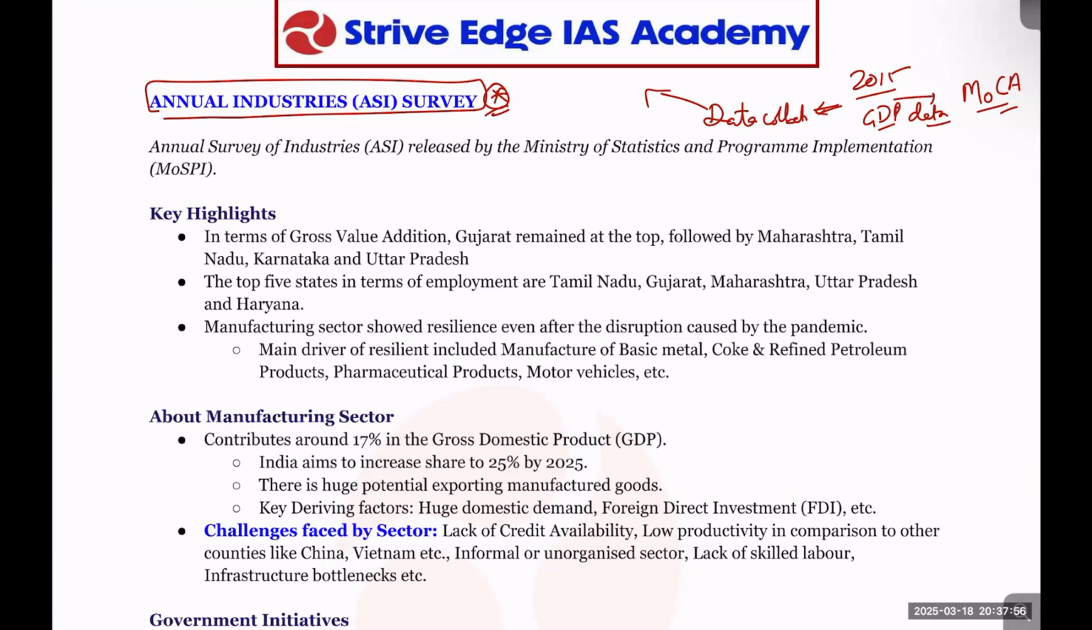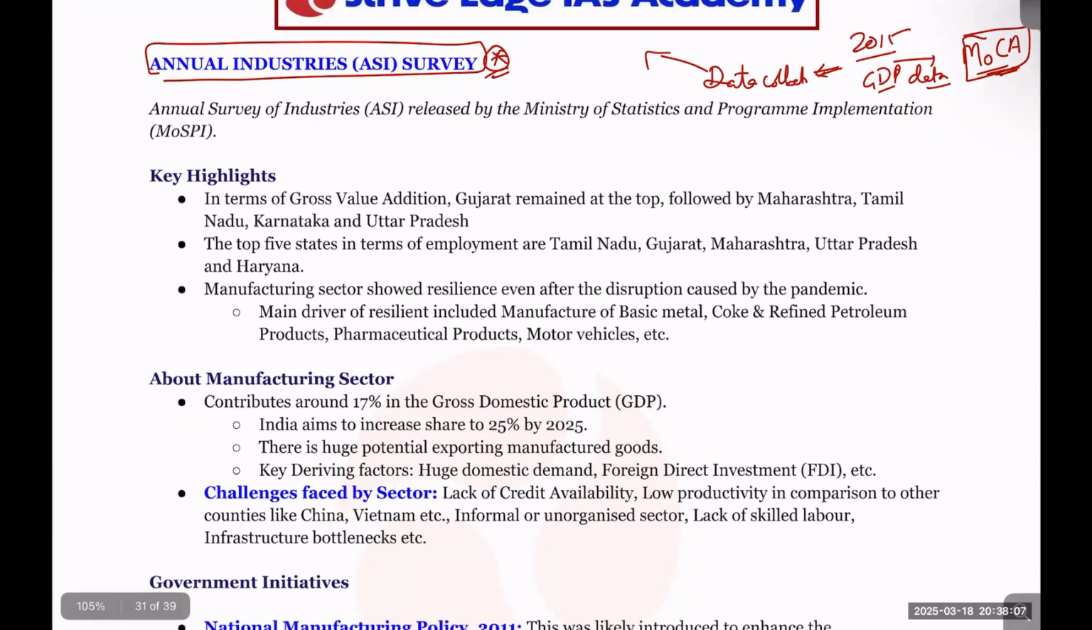Ministry of Corporate Affairs now collects data from its own servers. Okay, its own database has been launched. Now, what is this all about? Annual Survey of Industries (ASI) has been released by the Ministry of Statistics and Programme Implementation.